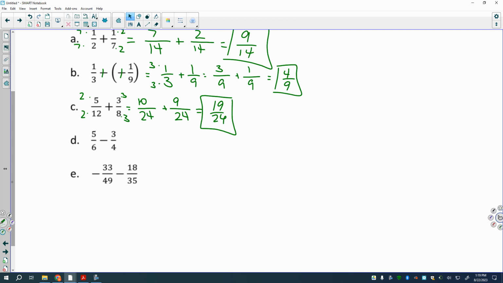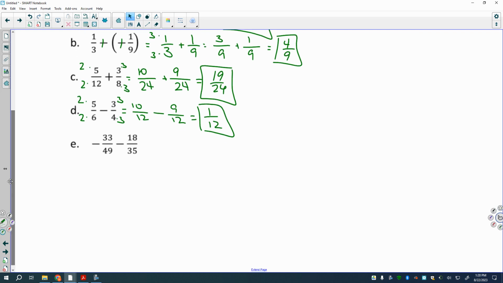Part D, the smallest thing both 6 and 4 will go into is 12. So I took 6 times 2, I take 5 times 2. 4, I took it times 3, I'm going to take 3 times 3. So 10 over 12 minus 9 over 12, 1 over 12.